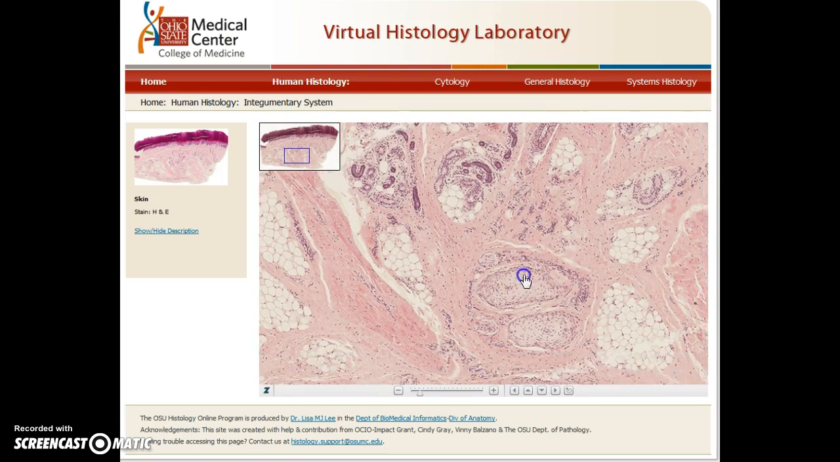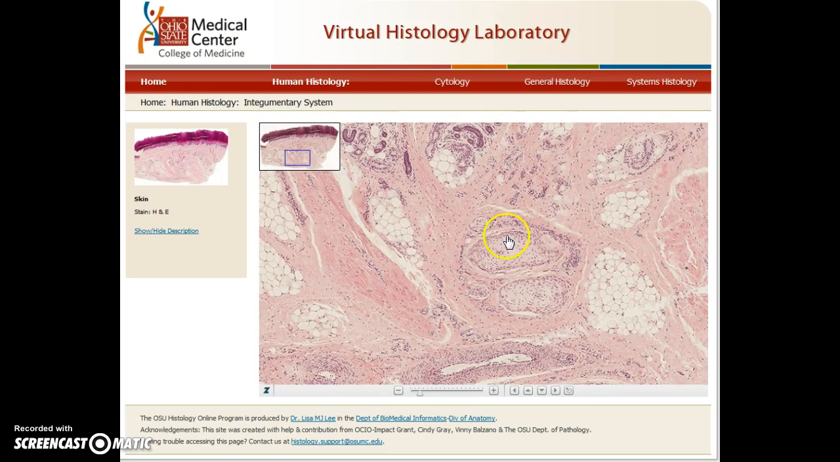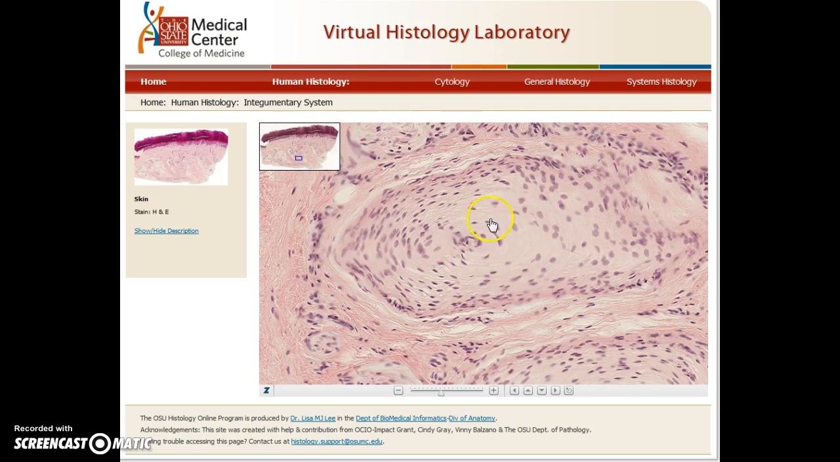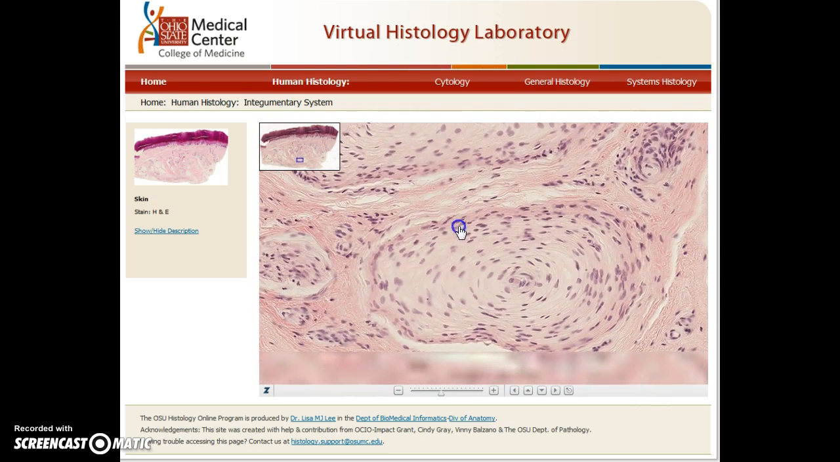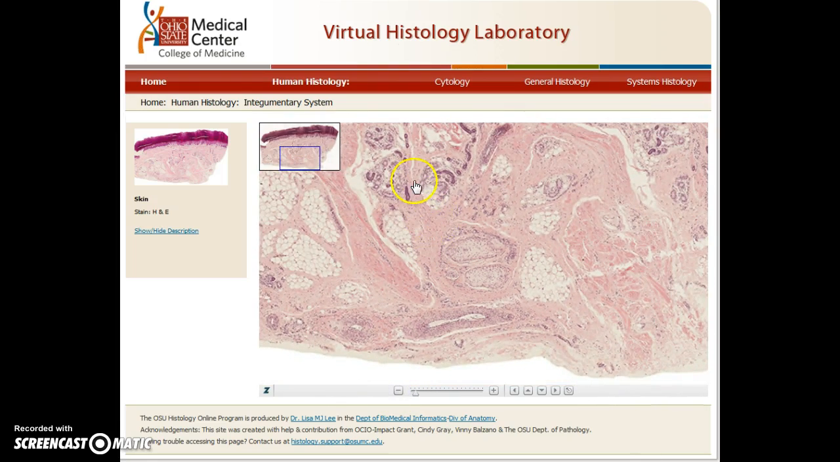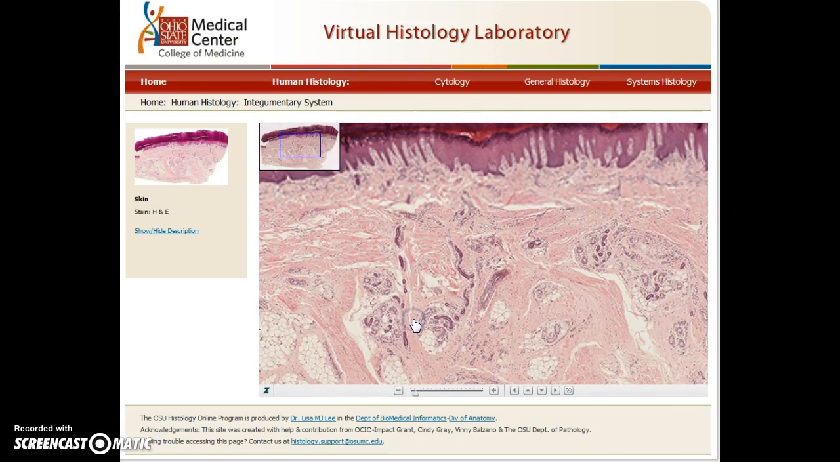There's another feature right here. These are called Pacinian corpuscles. These are two types of nerve endings or nerve receptors that are located in the skin. And to me, they almost look like fingerprint patterns that are located within the skin. Those are Pacinian corpuscles, sometimes called lamellated corpuscles.